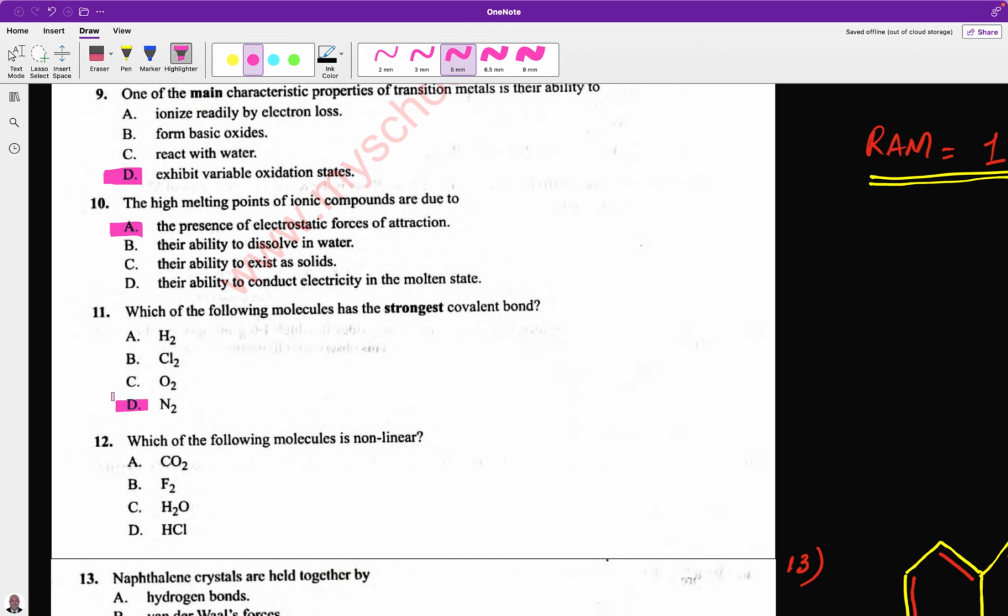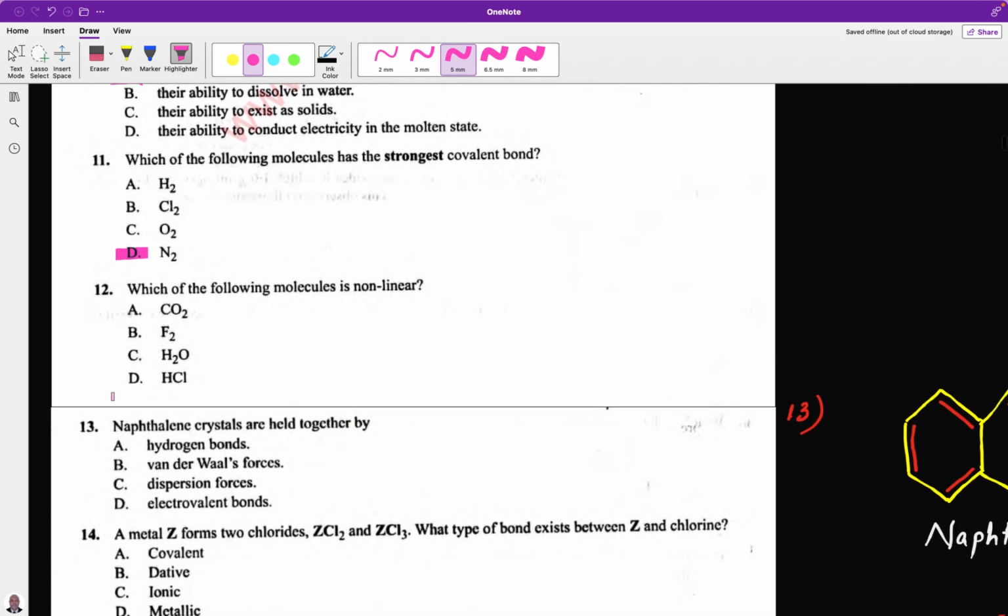Now, which of the following molecules is non-linear? The linear nature of the molecules. After covalent bonding, using your knowledge of bonding to draw the structure of molecules, you will know which molecule is linear, which one has a trigonal shape and which one is tetrahedral. From here, which of the following molecules is non-linear? Okay, if you look at this, carbon dioxide is linear, yes.